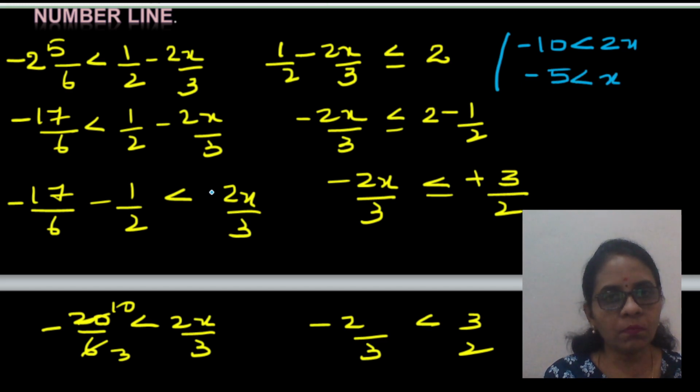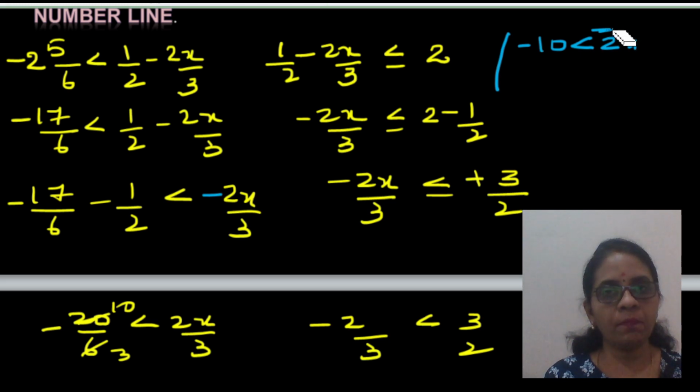Oh, this is -2x, children. Oh, we made a mistake. Fine. -10 is less than -2x. If -10 is less than 2x, this step will be totally wrong. Why? Because you are multiplying both sides with a negative number. Yes or no?